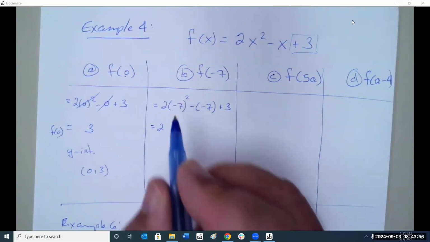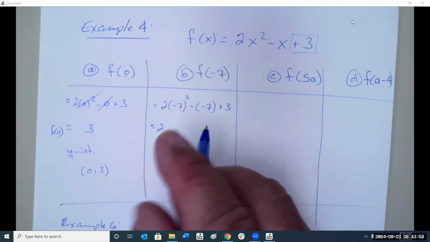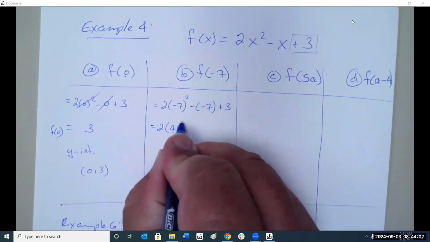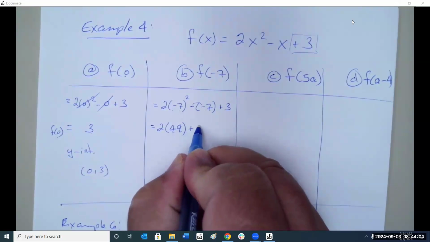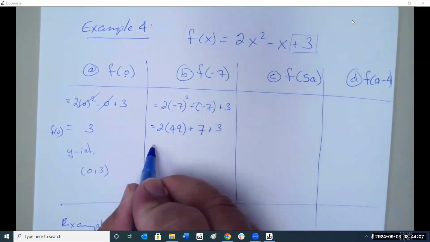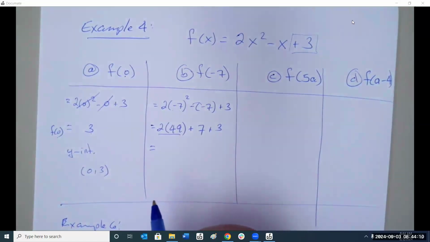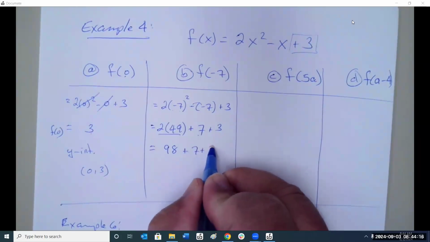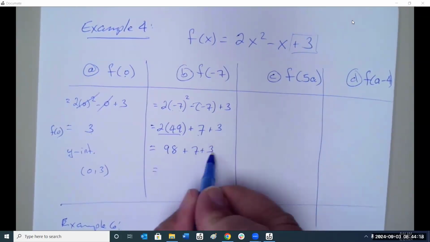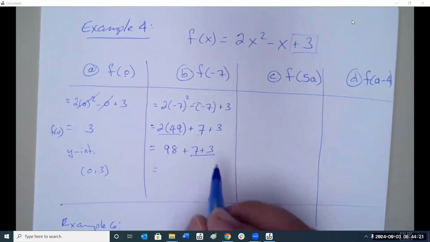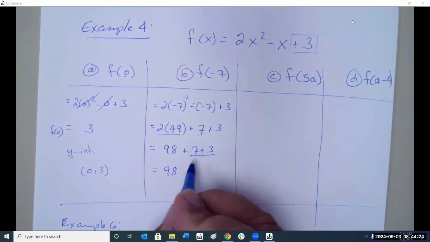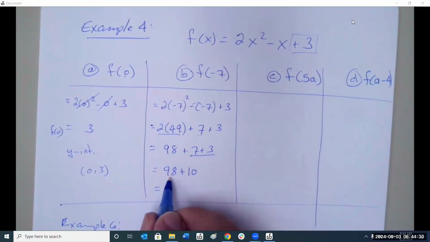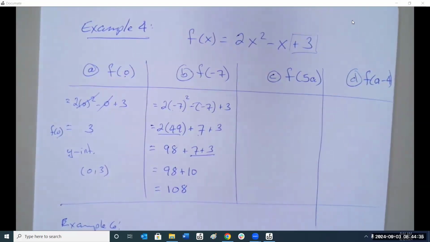So -7 squared. -7 times -7 is positive 49. Very good. Negative times negative is a positive. 2 times 49. Very good. And we can go ahead and, since these are all addition, we can group them by associativity however we want. So +7, +3 is +10. 98 plus 10, 108. So far, so good.